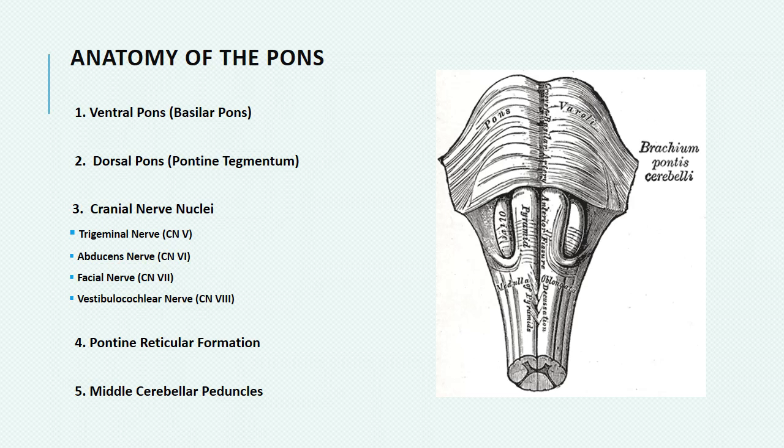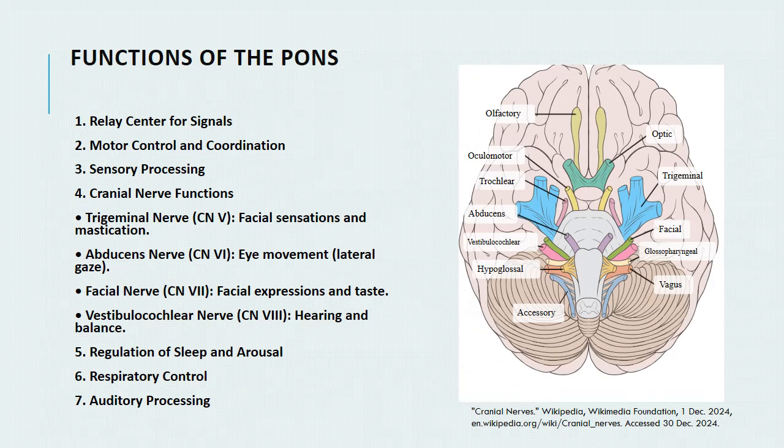Cranial nerve nuclei. Several cranial nerve nuclei are located in the pons. These include the trigeminal nerve, abducens nerve, facial nerve, and the vestibulocochlear nerve. Pontine reticular formation and middle cerebellar peduncles. These are large bundles of fibers connecting the pons to the cerebellum. These facilitate communication between the brainstem and the cerebellum.